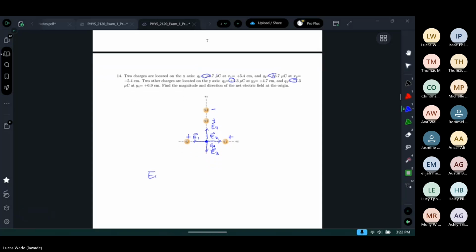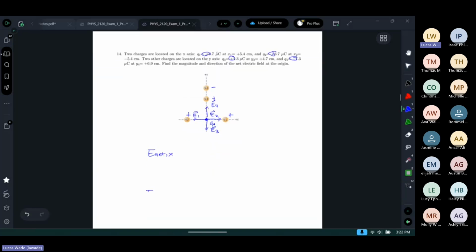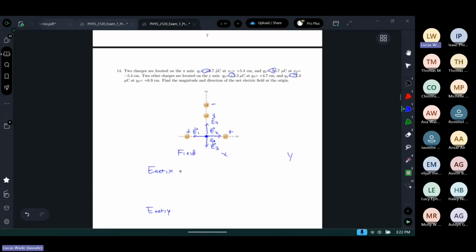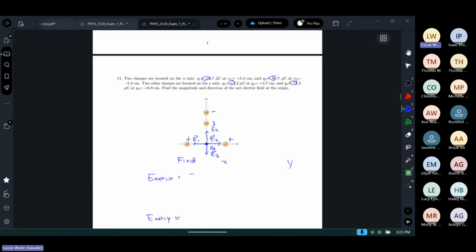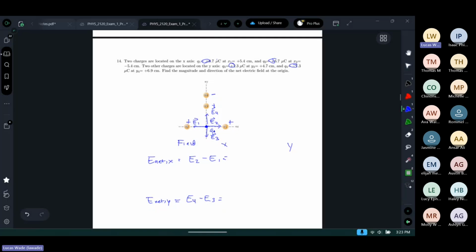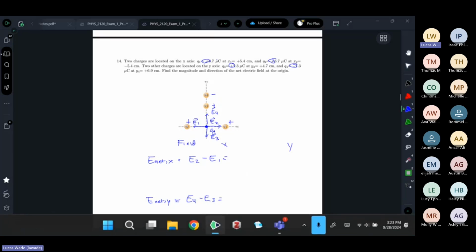I do net electric field in the X and Y, and you can make a table for this if you want, where you would say X, Y, and then which field you're talking about and fill in your components for each. I'll just write down the equation we would get at the end of all of that. So I would get in the X direction, E2 to the right, E1 to the left, so negative, and then E4 up, E3 down, and then only at this point would I calculate E1, E2, E3, and E4 with Coulomb's law.